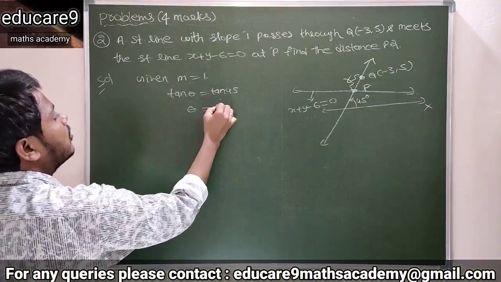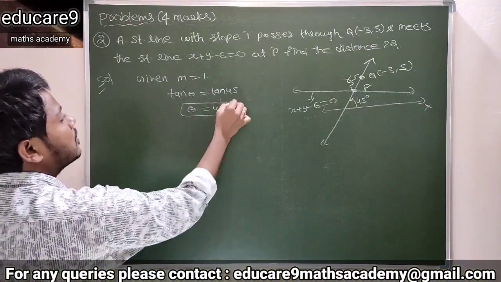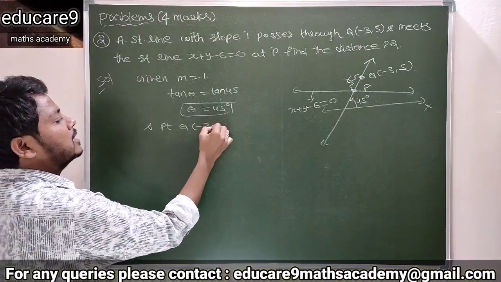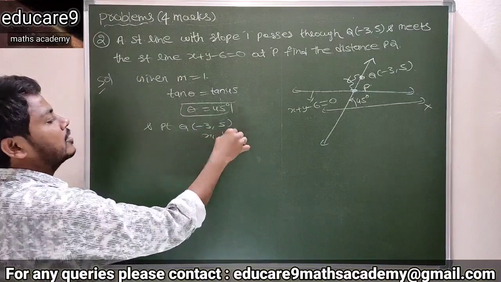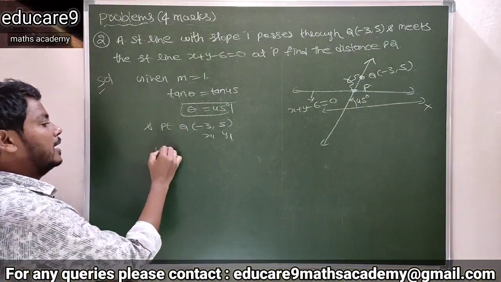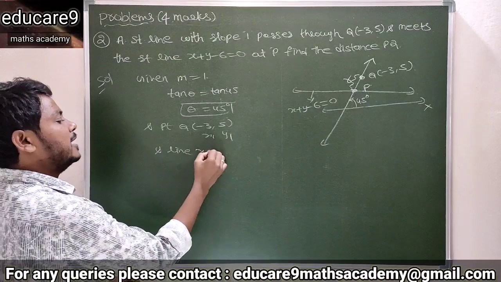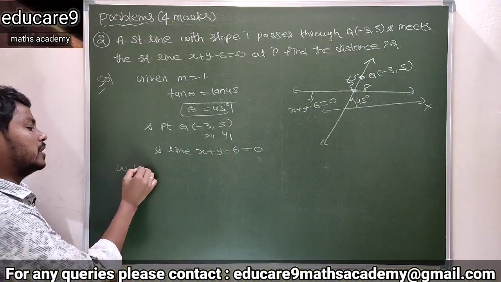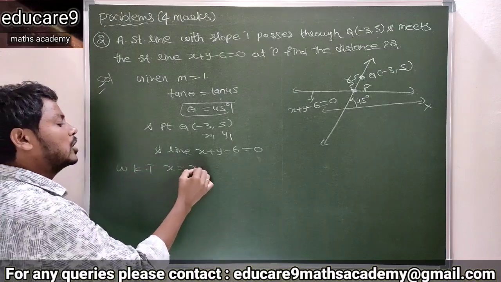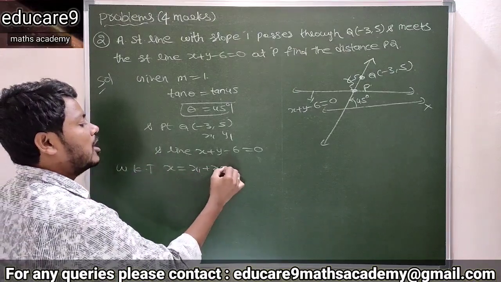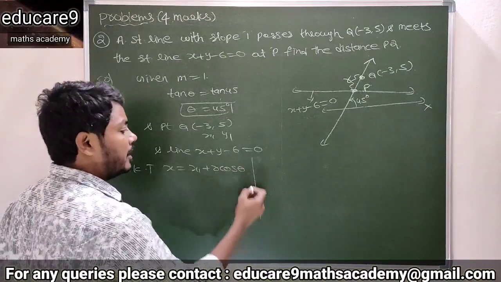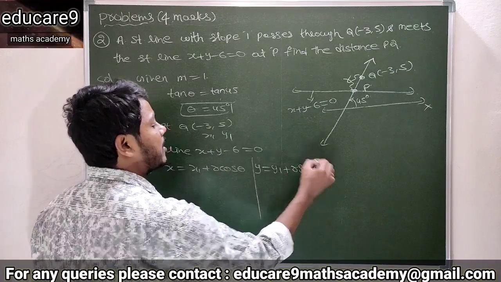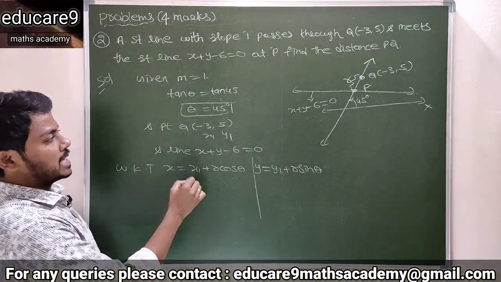So theta is equal to 45 degrees. And point Q is (-3, 5). This is x1, y1. And the line is x plus y minus 6 equals 0. So you know that x is equal to x1 plus r cos theta and y is equal to y1 plus r sin theta. So clearly what is x1?